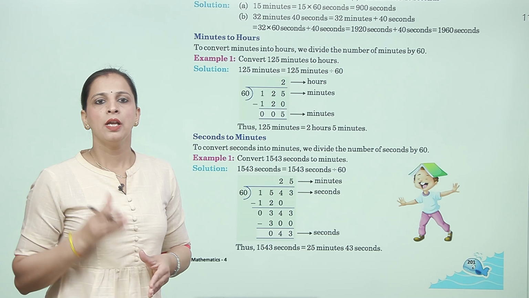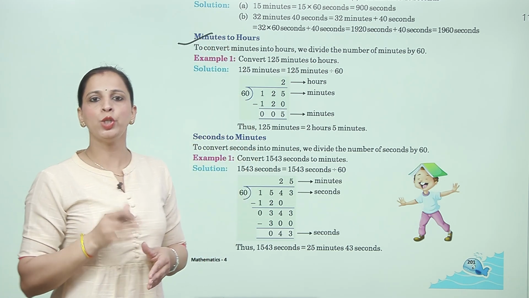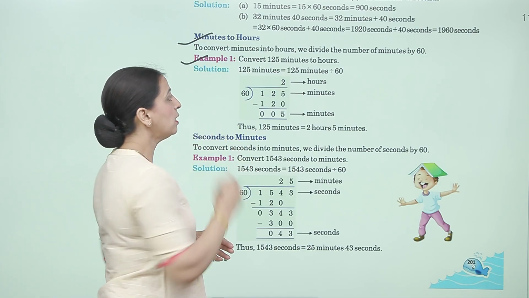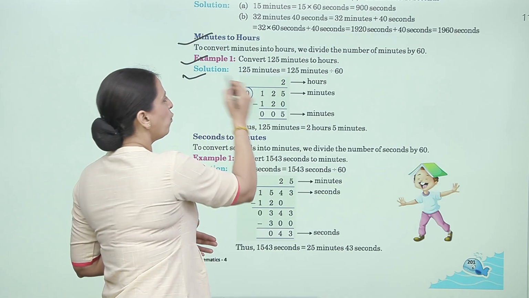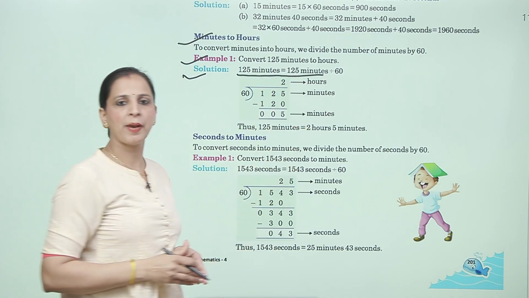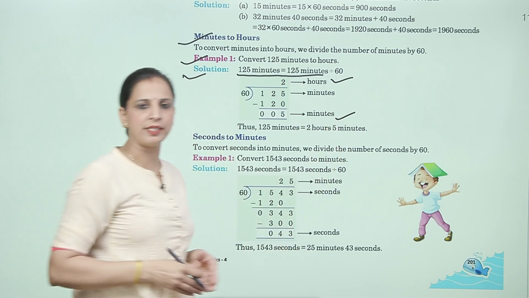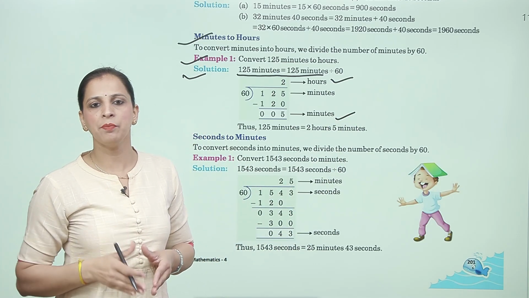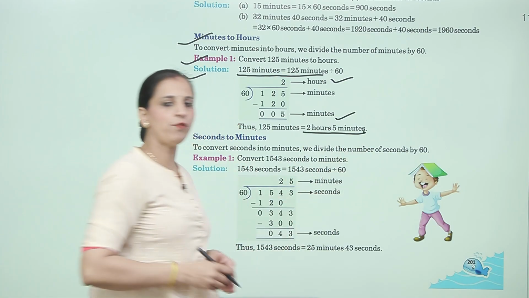Now next, minutes to hours. To convert minutes into hours, we divide the number of minutes by 60. Now example 1. Convert 125 minutes to hours. So the solution is 125 minutes divided by 60. When we divide, we get 2 hours and 5 minutes. The quotient part is the hours and the remainder part is the minutes. Thus, 125 minutes is equal to 2 hours and 5 minutes.